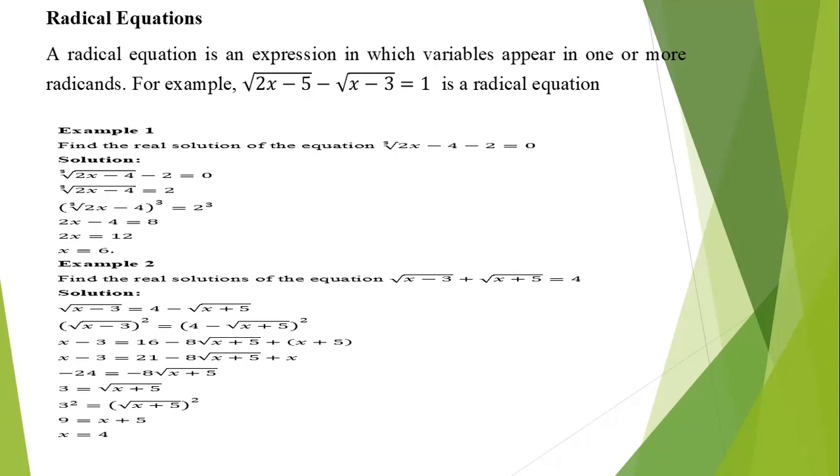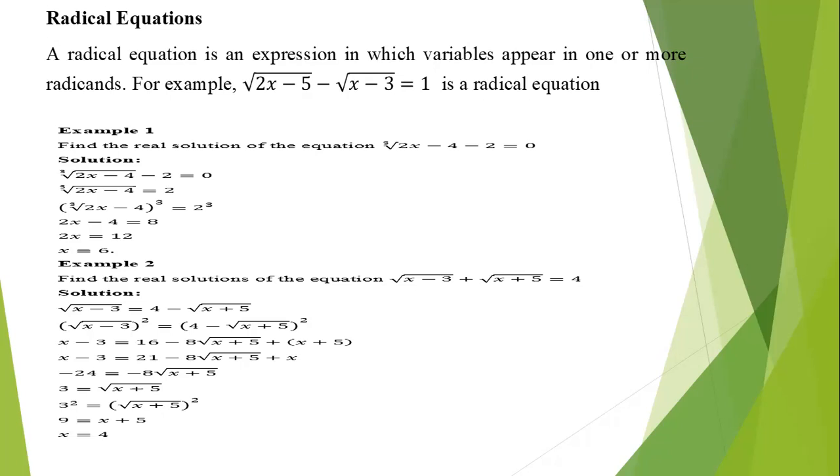To solve this, you are going to take one radical to the other side. It means you are going to have one radical on one side and the other radical on the other side, so that I will be able to remove the radical sign. That is why I have the square root of x minus 3 equals 4 minus square root of x plus 5. I have transferred that. Then for me to remove the square root sign, I'm going to square both sides. If I square both sides, I have square root of x minus 3 all square equals 4 minus square root of x plus 5 all square. Then square root will cancel square.